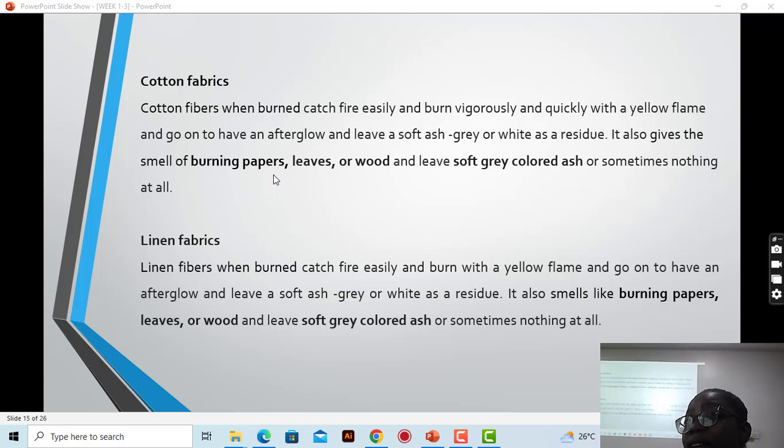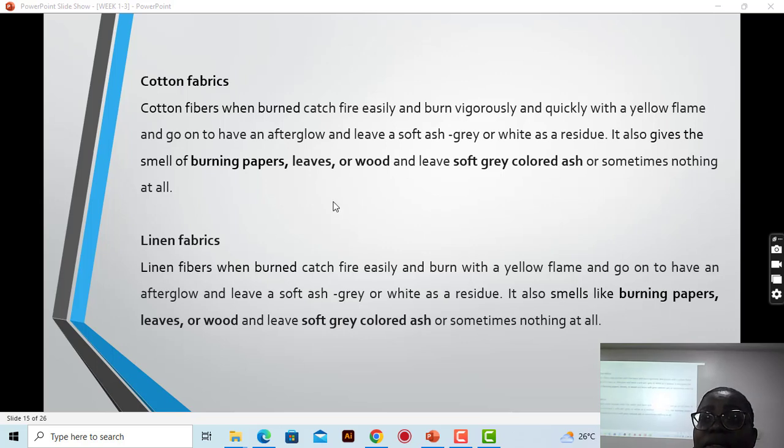Sorry, I can't hear you. Yes, it's a natural fiber and it is coming from a plant. And paper, the basic root of paper is plants. We have leaves also on plants or trees. Then we have wood also. So it will smell like that, okay? Yes. So that is for cotton fabrics.